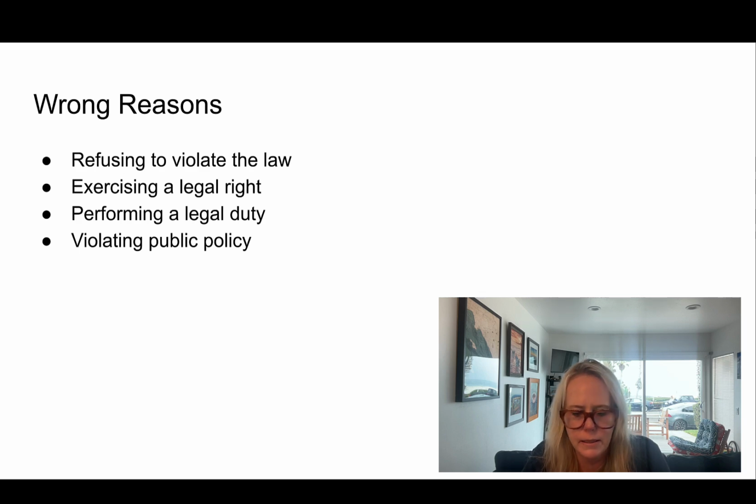And then public policy. Employers cannot fire employees for violating public policy. And that would be like filing for workers' compensation or reporting unethical activities. Those are all activities that as a society we deem as important. And so if you do something that is in concert with good public policy and your employer fires you for it, that is also a wrong reason.